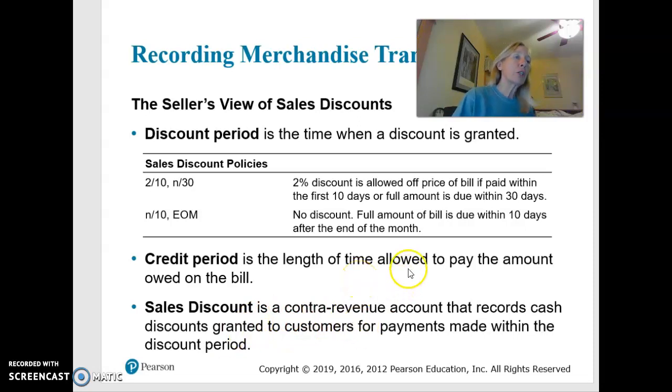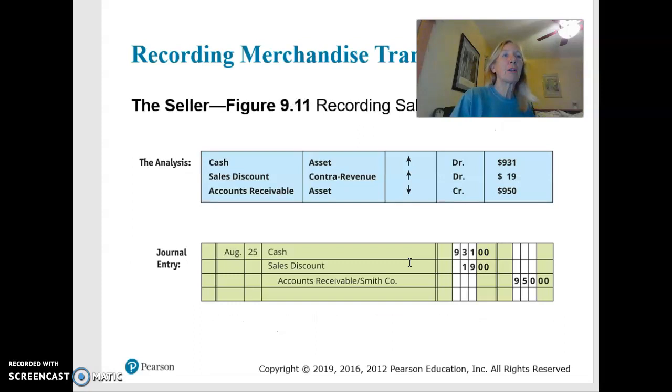I only have about 2 more minutes left, so we're going to be finishing up here. So how do you record that sales discount? Well, in this case, your customers came in to pay you. They're paying off their account receivable. They pay you in cash, but they take the discount. So instead of paying you the full amount, they're only paying you $931 because they took the 2% discount, which amounts to $19. So we have to keep track of that.